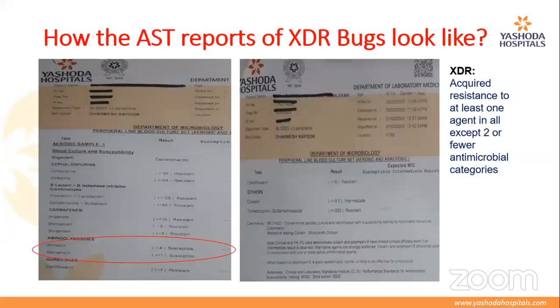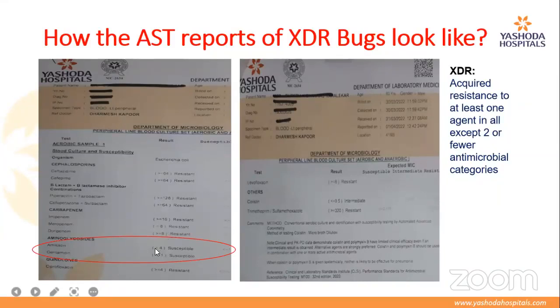Next is the XDR carbapenem-resistant Enterobacterales. This is another XDR pattern where it is a urine culture, and E. coli is there. Almost all are resistant except the aminoglycoside group and nitrofurantoin, because it's a urine culture, so we use nitrofurantoin. So these two groups are sensitive. Apart from that, all are resistant. So we can call it XDR, extensively drug-resistant organism.